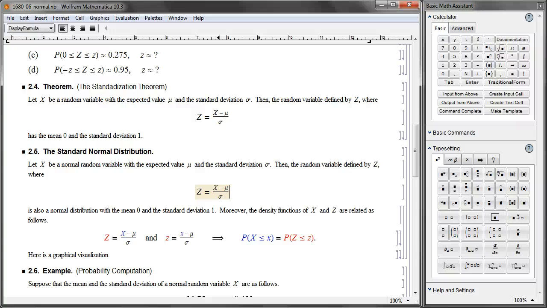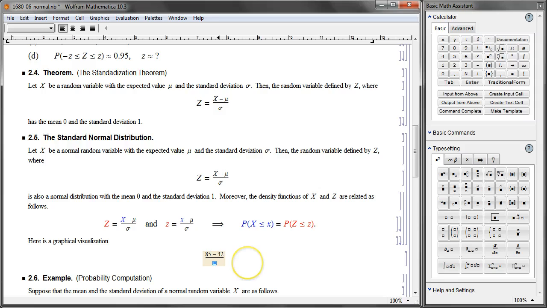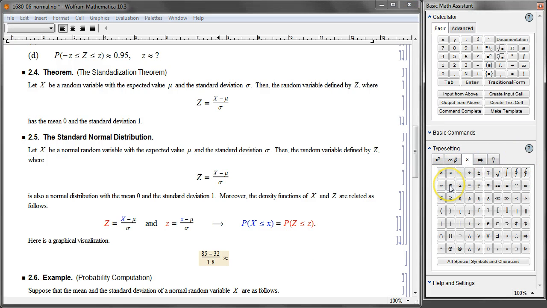By the way, what exactly does it mean by standardization? In my opinion, the best way to see it is through rescaling. For example, how do you convert a temperature in Fahrenheit into the Celsius temperature? For example, if you have 85 degrees in Fahrenheit, this is what you do. Subtract 32 because 32 degrees Fahrenheit is equal to 0 degrees Celsius. And scale factor is 1.8. And calculate it, that gives you approximately 30 degrees Celsius.